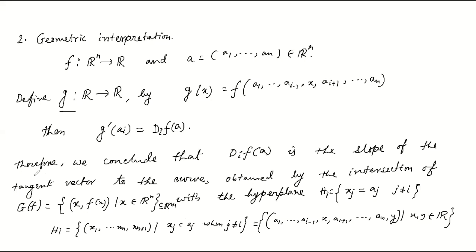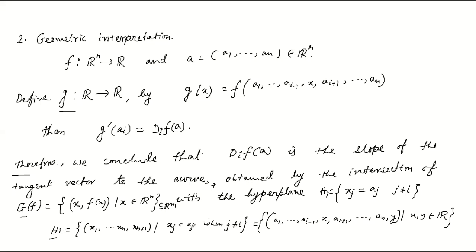Well, therefore we conclude that the ith partial derivative of f is the slope of the tangent vector to the curve. So the description of the curve is here. The curve is obtained by the intersection of G_f with H_i.